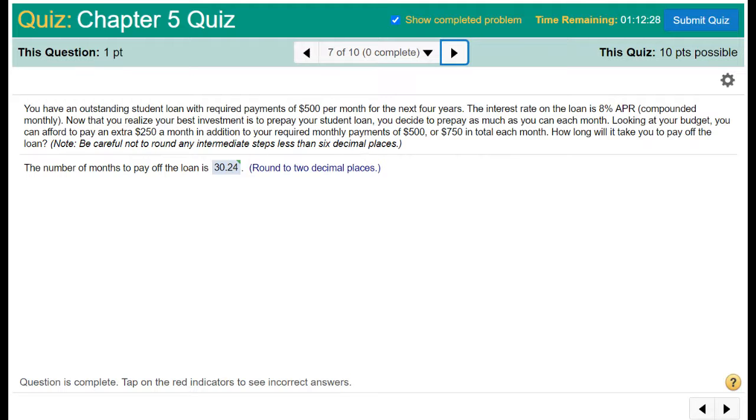So now I'm solving for N. I want to know how long it's going to take me to pay off this loan if I'm paying an additional $250. So I leave N alone because that's what I'm solving for. IY equals 8% divided by 12. Payment, since I'm making an additional payment, is negative 750. Remember, it can't be going in the same direction, especially when it's on the same line. The present value is the answer I got here. Future value is 0, and I compute for N, and I come up with this.